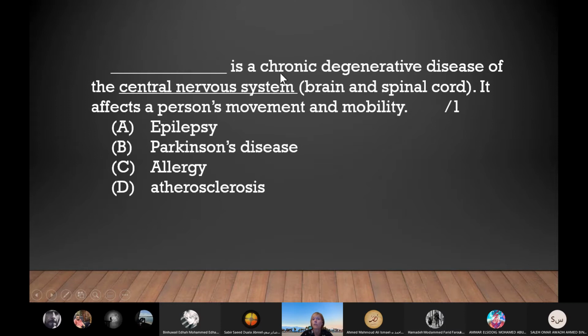So this is a chronic degenerative disease of the central nervous system, so including the brain and spinal cord, and it affects a person's movement and mobility. Parkinson's. Parkinson's? That's right, it is Parkinson's.